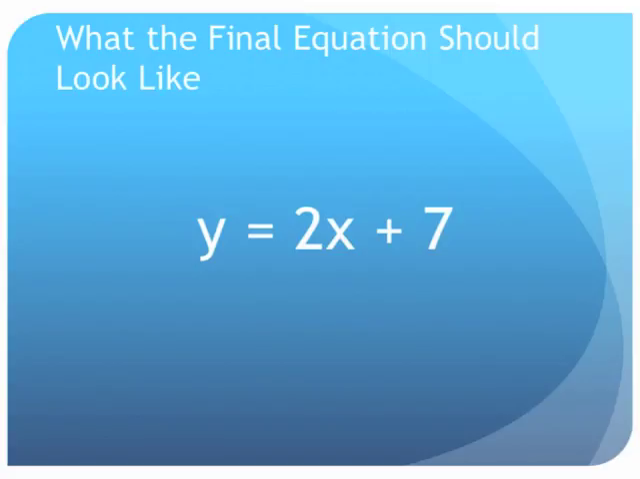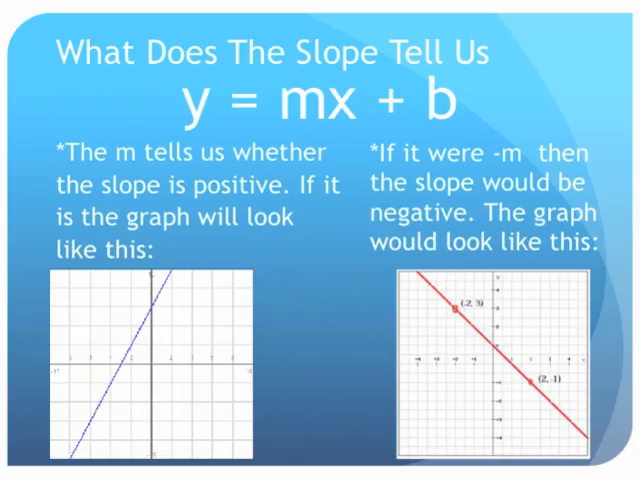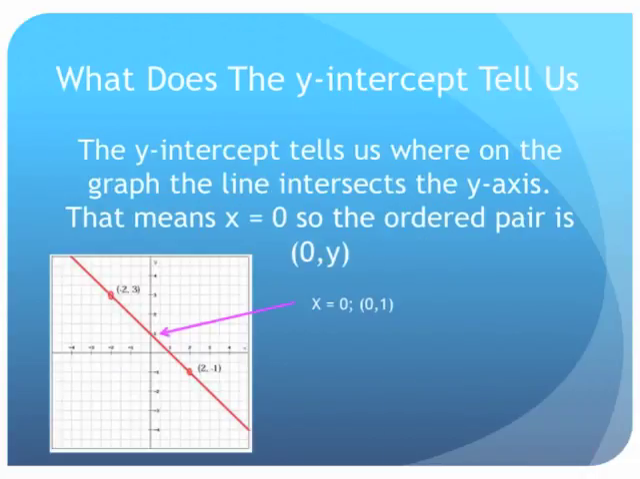This way, multiple points can be plugged in to find ordered pairs to graph, which, when all graphed together, will form a line. If m is positive, then the slope is positive, and is going to be in this direction, and will look something like this when graphed. If m is negative, then the slope is negative, and is going to be in that direction, and will look something like that when graphed.